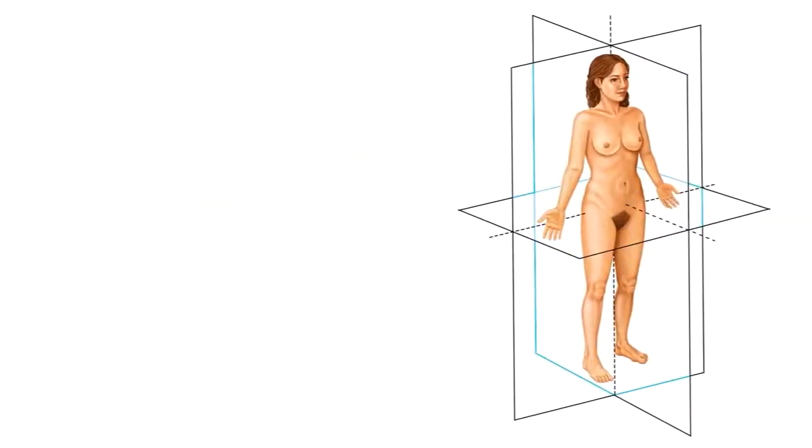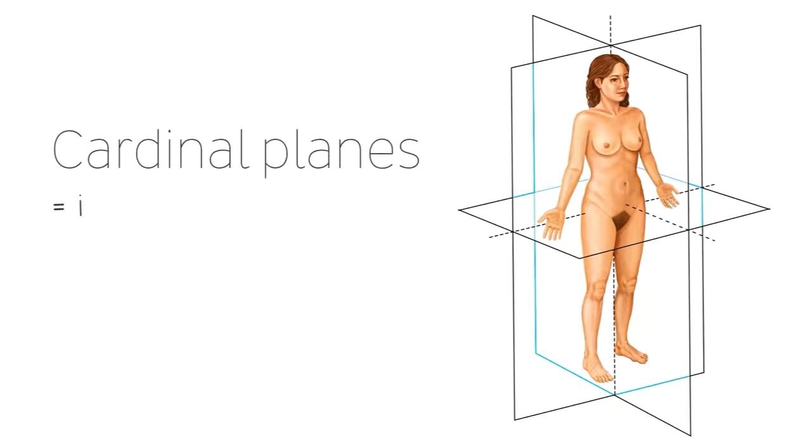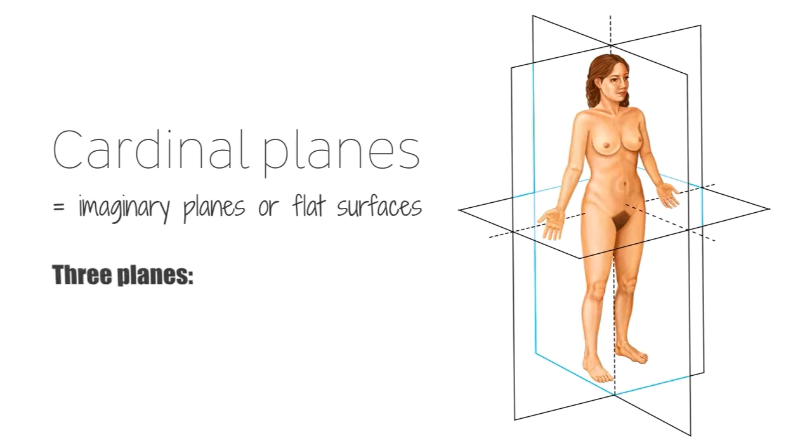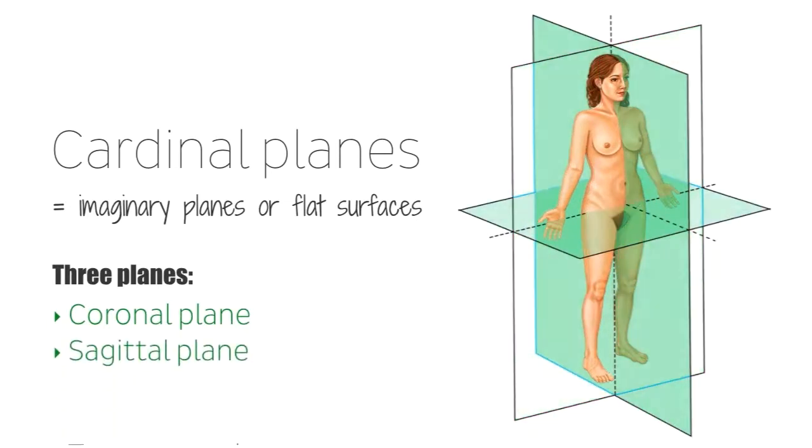Now let's talk about what body planes and axes are. First, the cardinal body planes are imaginary planes or flat surfaces that divide the body into sections. Although these planes can be drawn in any number of locations through the human body, 3 standard cardinal planes are designated as planes of reference, namely the coronal plane, the sagittal plane, and the transverse plane.